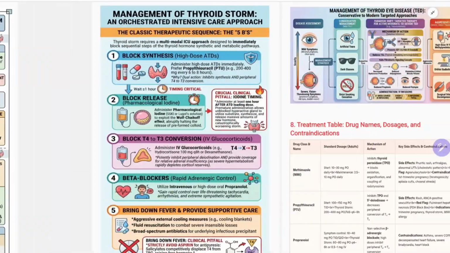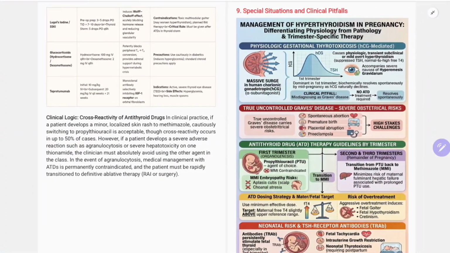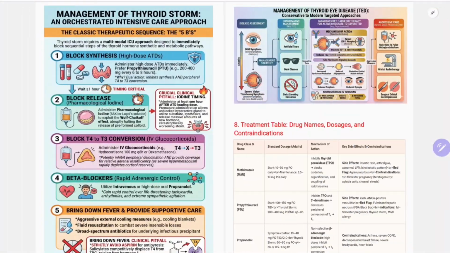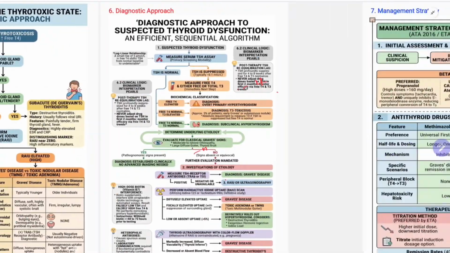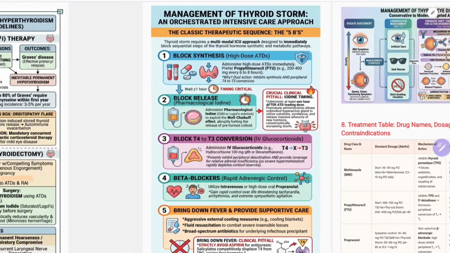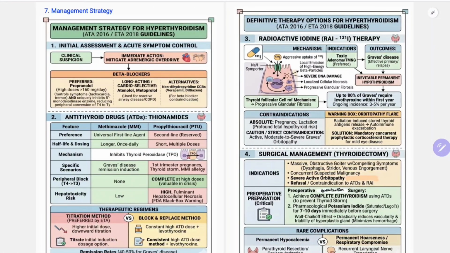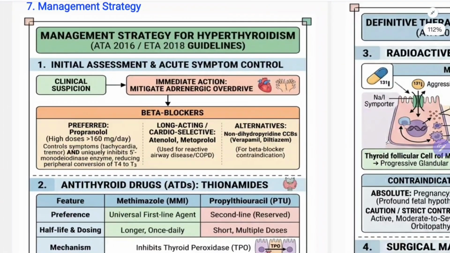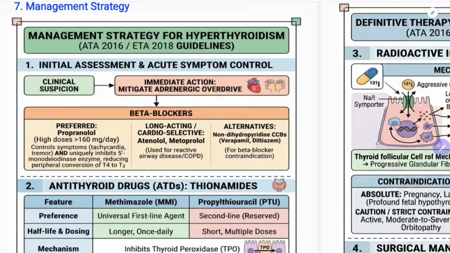Now this is the management. I think it will take one more video to complete this. So coming to the management strategy for hyperthyroidism. Remember, whenever I say hyperthyroidism, that means there is increased production, either due to Graves or toxic MNG. Whenever I say hyperthyroidism, I mean this one.